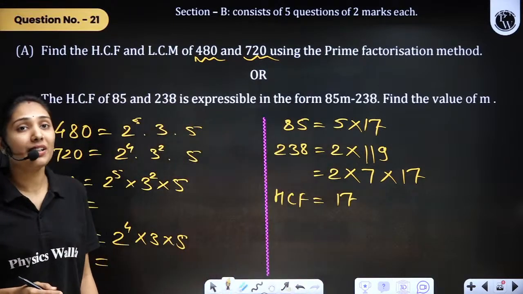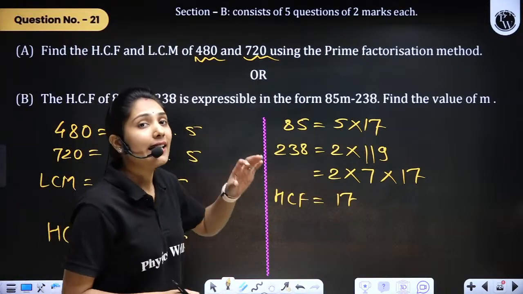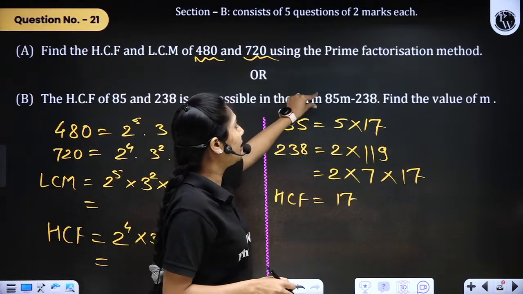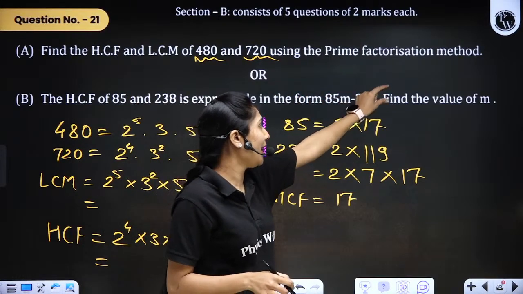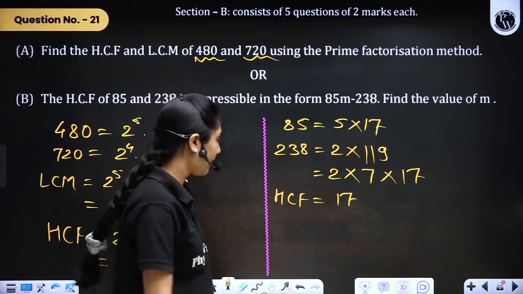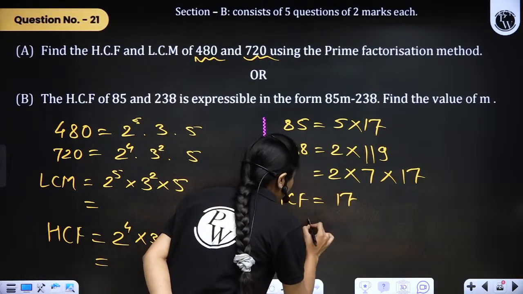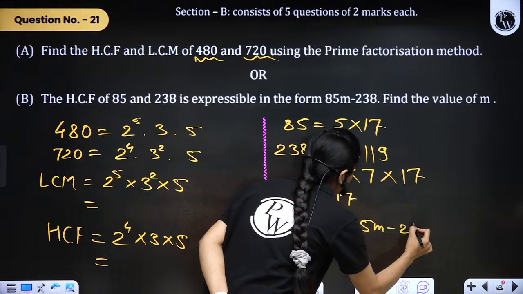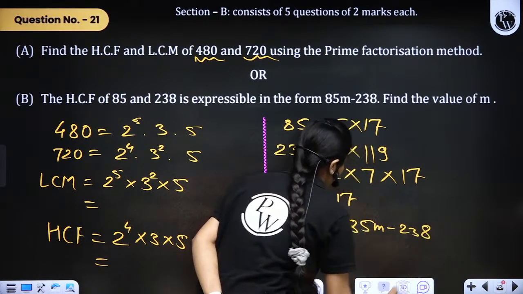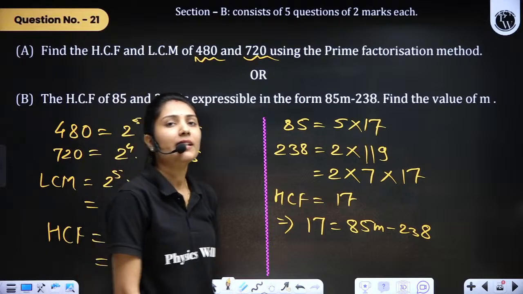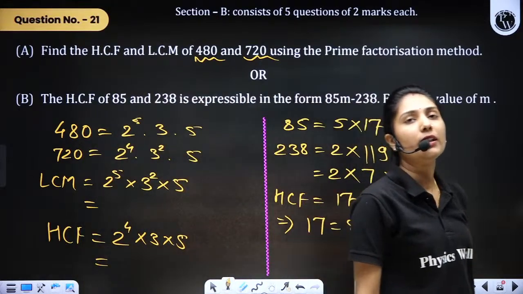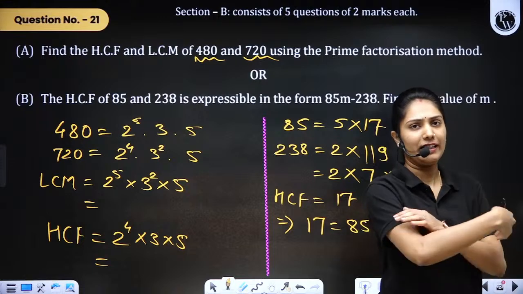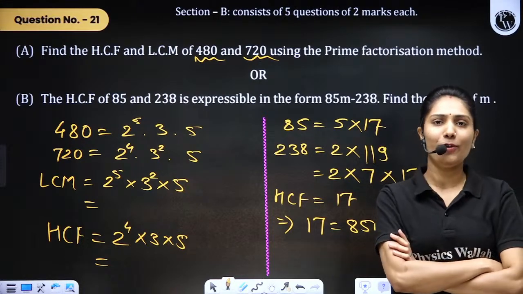And what is given in the question? It says that HCF is expressible in the form of 85m minus 238, right? That means, as per the given condition, 17 is equal to 85m minus 238. We can calculate it now. Yes. Can we calculate it further? Tell me what should be the answer. What will be the value of m? Calculate it fast. What will be the value of m that you are getting?